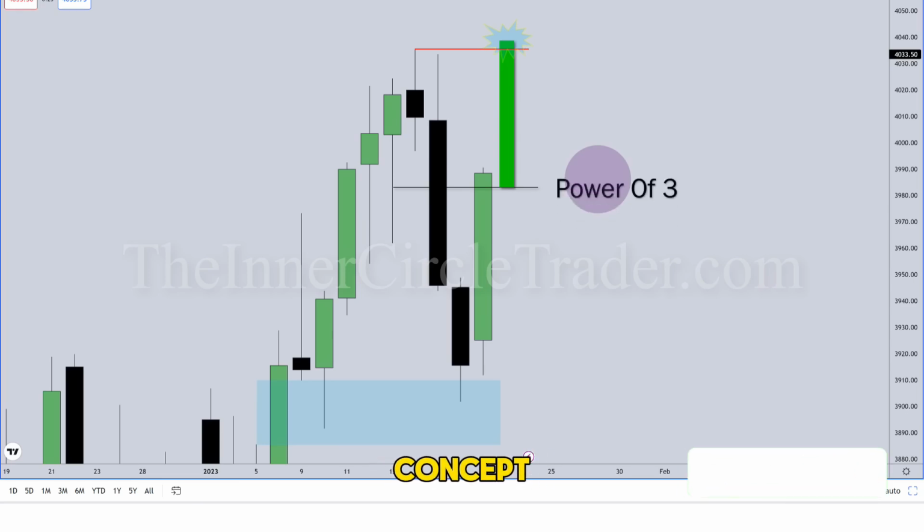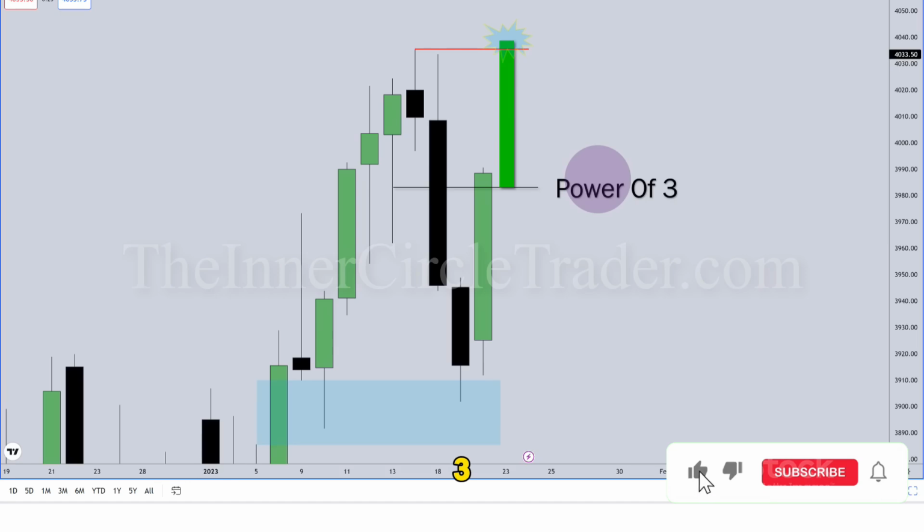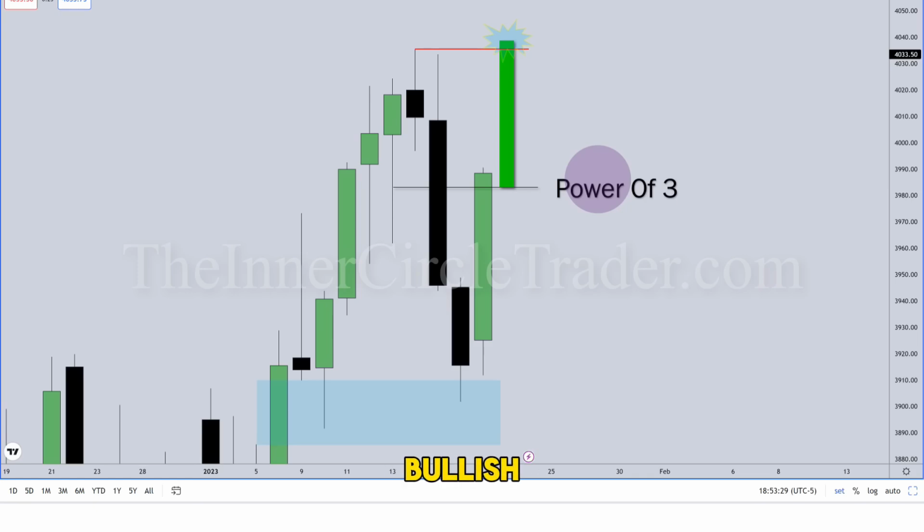That concept is my power of 3. I internalize the daily range like this. So I'm looking for an expansion to liquidity or an imbalance above the marketplace if I'm bullish, or an expansion to the downside to an old low or an imbalance. So those are the two main decision points that you have to make.